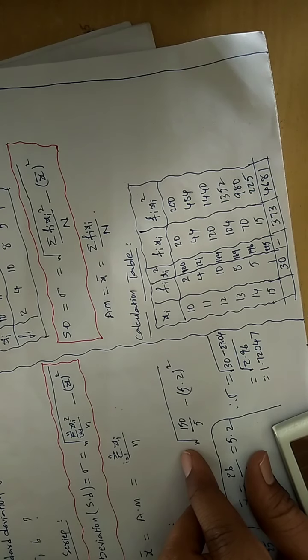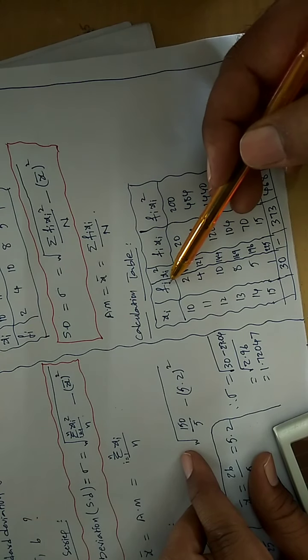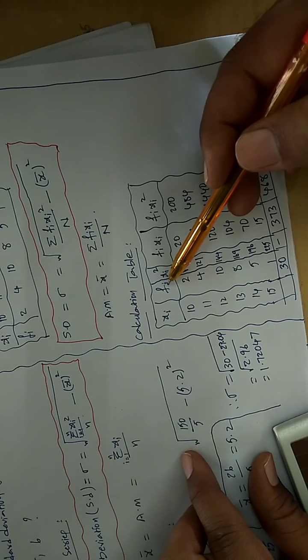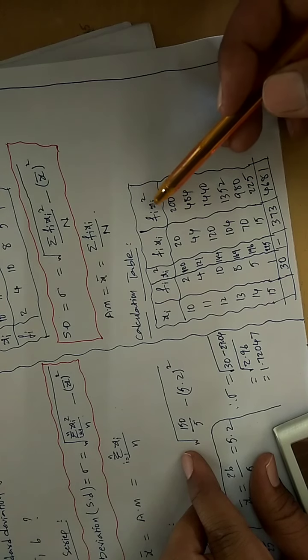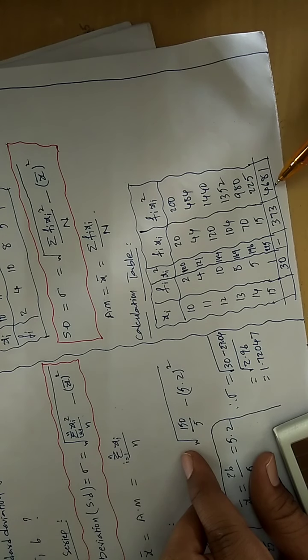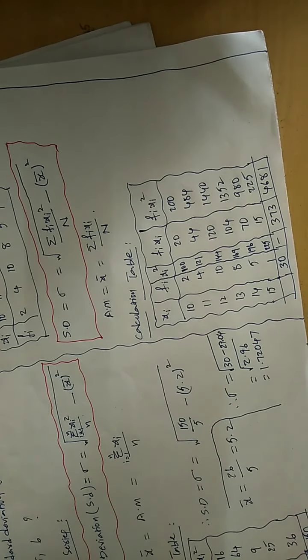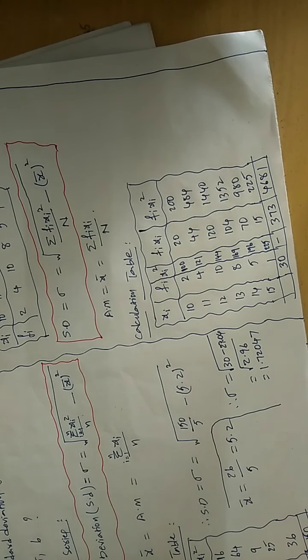The columns I calculated. And what totals are required? The total of the frequency, that is capital N. How do you get the total of all the frequency values? 30. In the same way, the total of fi xi, what is that? 373. Next, the total of fi xi square, how do you get? 4681. Now every total is ready with us. Now we substitute this information in the formula.